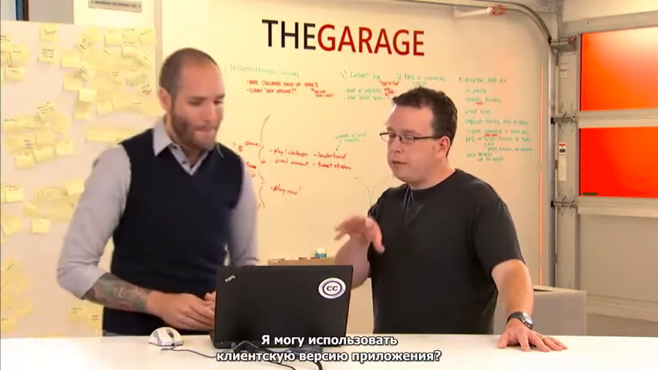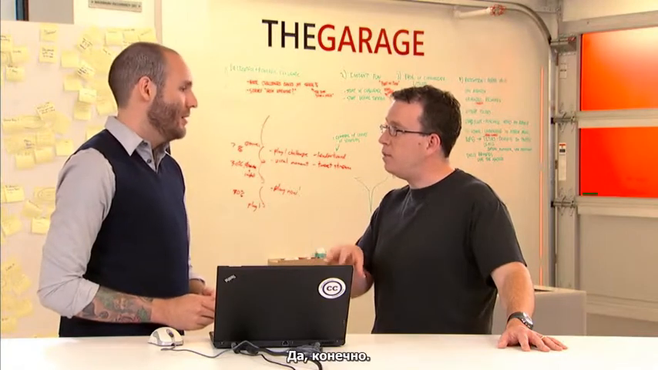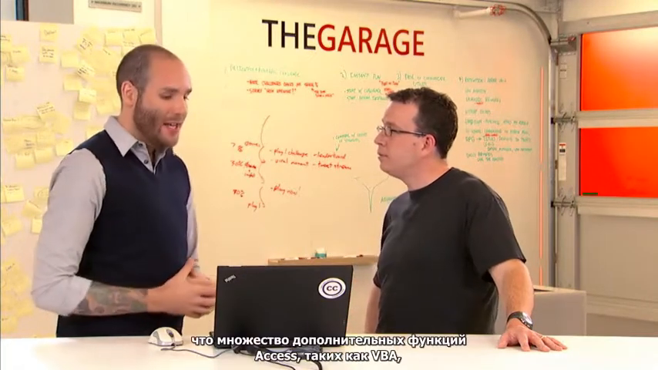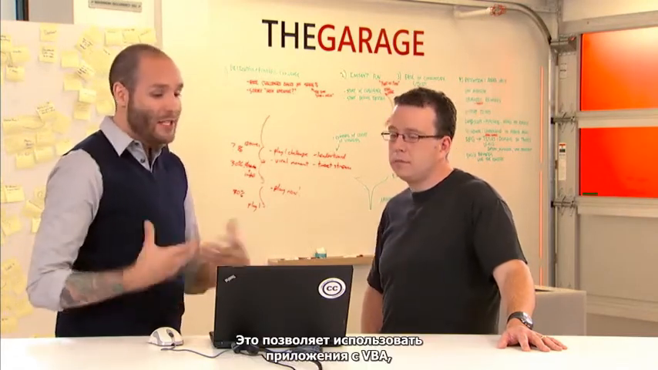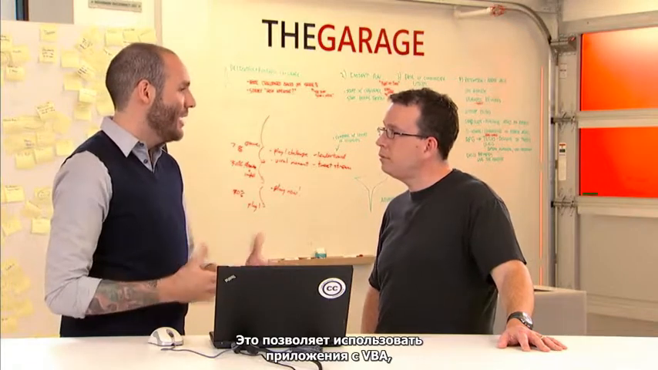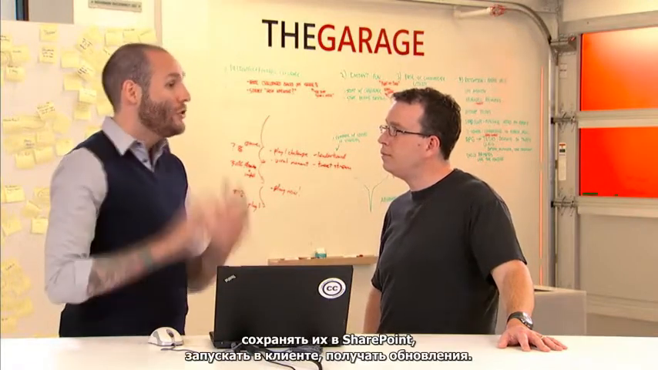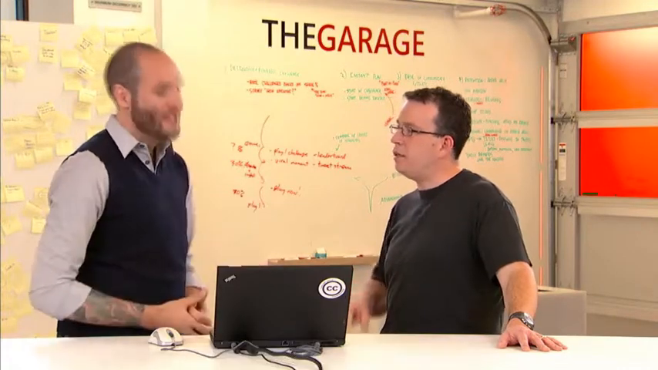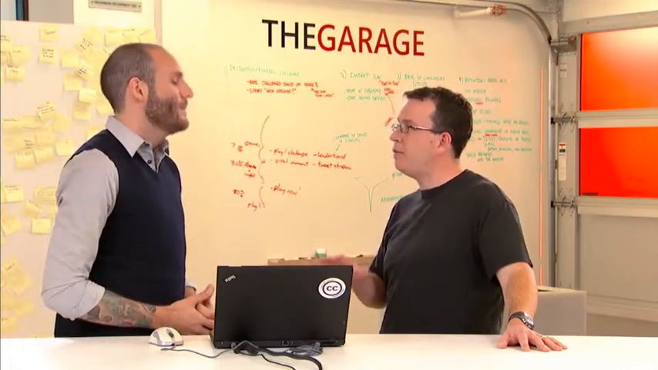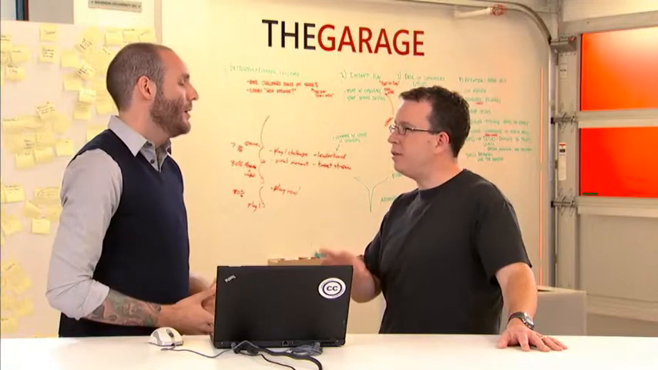So is it possible that I can use a client version of this and hit the same data that the website is seeing? One of the great advantages is that a lot of the advanced functionality of Access, like VBA, doesn't move directly to the server. But this allows you to continue to take those applications that have heavyweight VBA, we'll store them for you in SharePoint, run them on the client. Everyone's kept up to date, and the data is shared across everybody versus having to hit an MDB file on a file share.